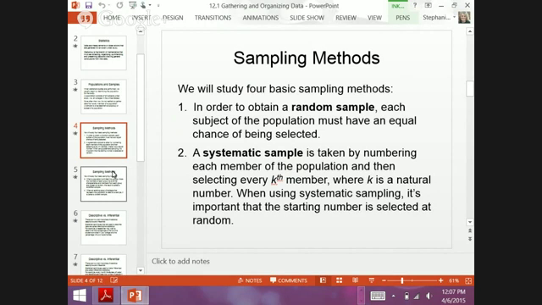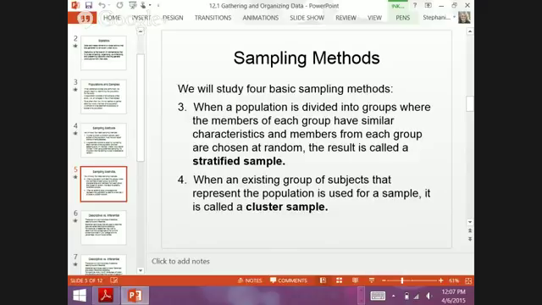There's systematic. That's where you take every kth person in here. So every third person is going to get an A: 1, 2, 3, they get an A. 1, 2, 3, they get an A. Or k is randomly selected, right? So that's systematic. And then there's stratified sample, and that's when you divide the population into groups that have similar characteristics.